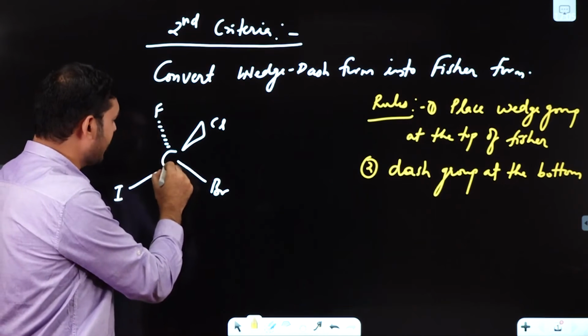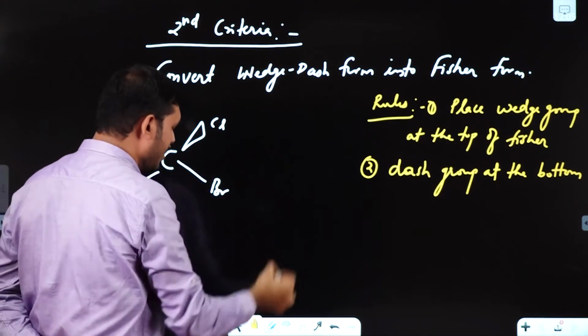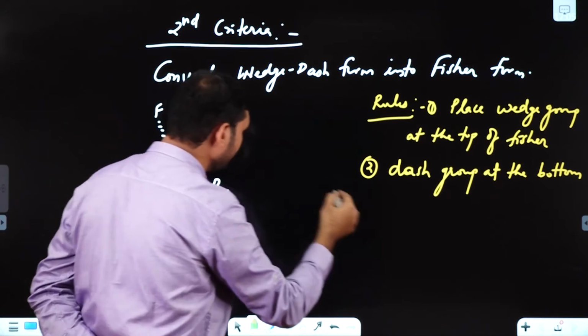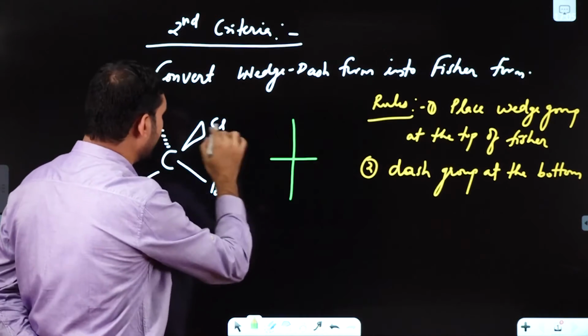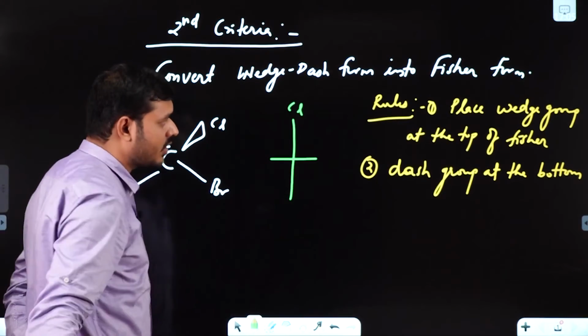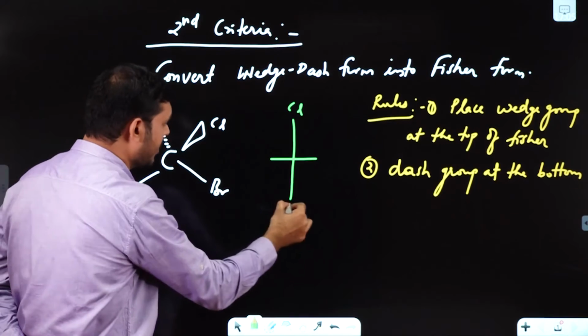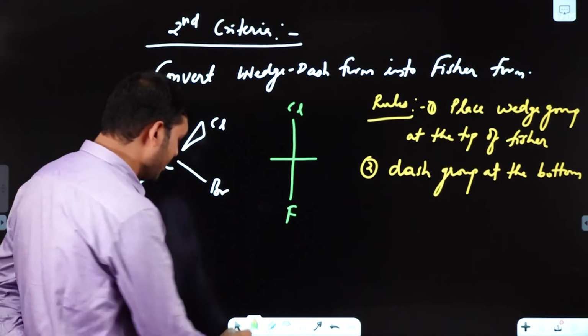So here we are having one carbon atom. So let's draw Fischer. Wedge group at the top, so Cl will be at the top. Dash group at the bottom means fluorine at the bottom. Clear?